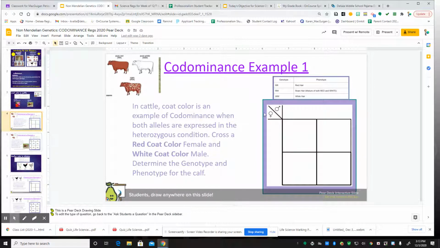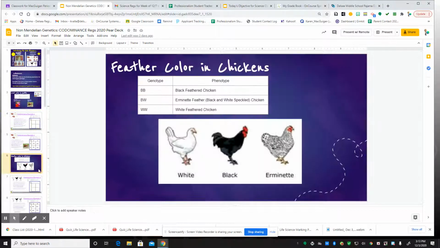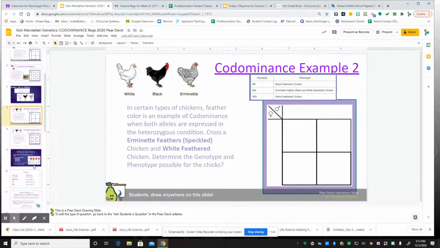So I have one example for you that you're going to do with red and white and try to express what the offspring may be. Then you also have another example with feather color in chickens, like I said, the speckled chicken as a result. And then you have another example for example 2.